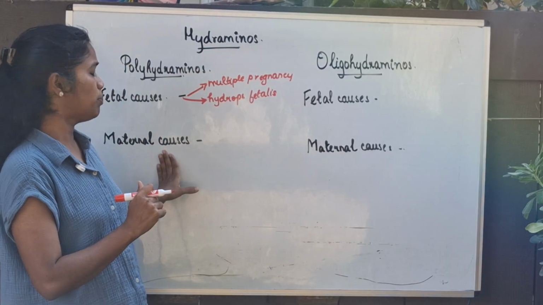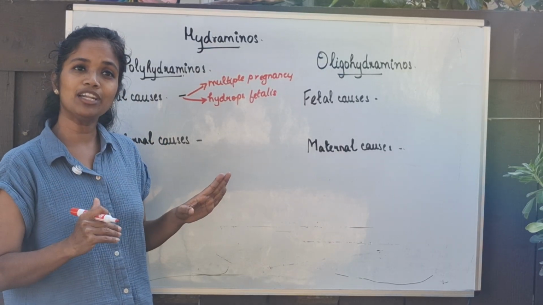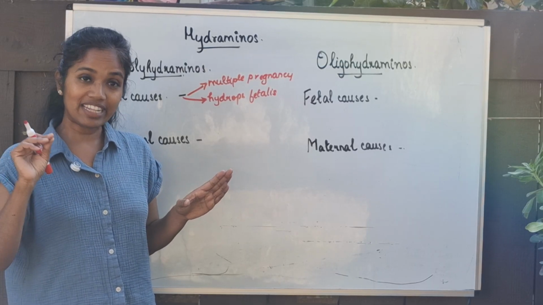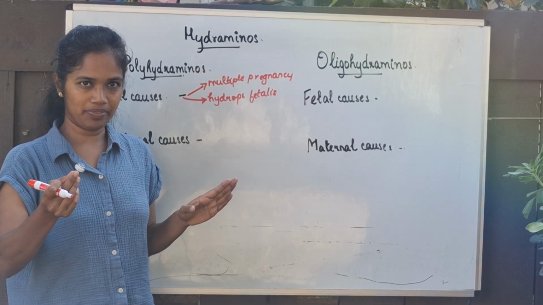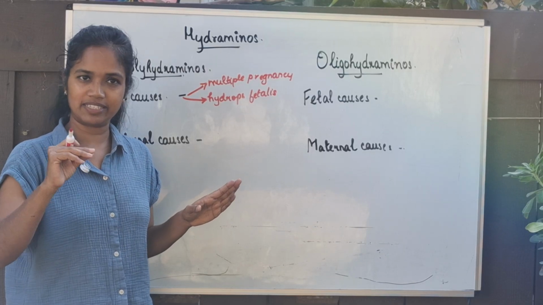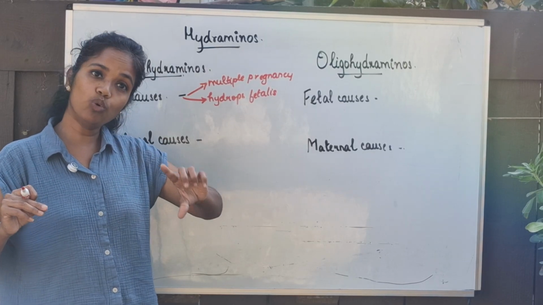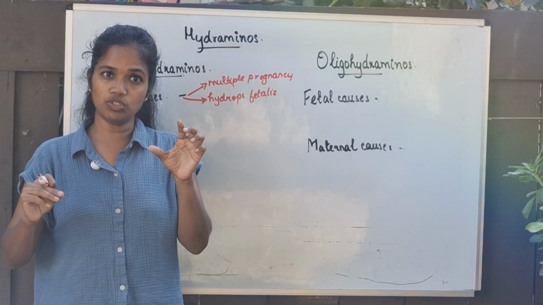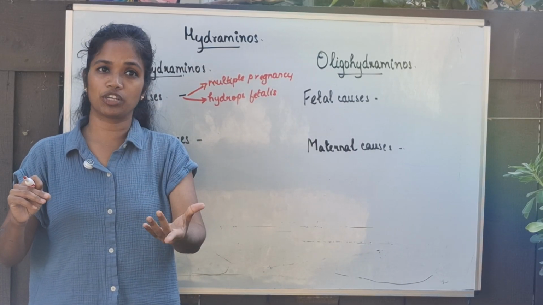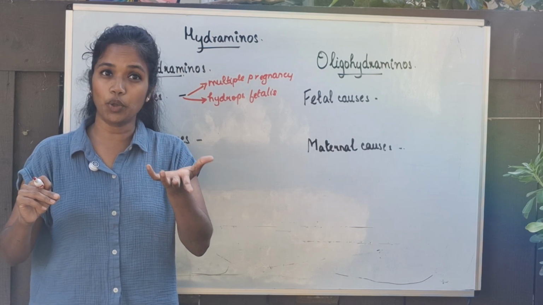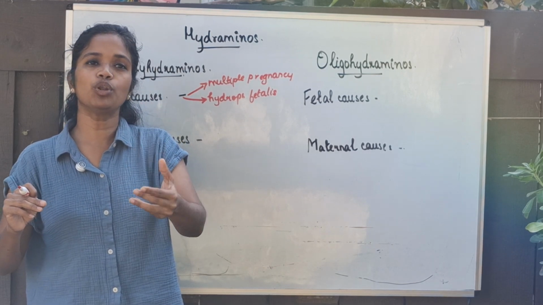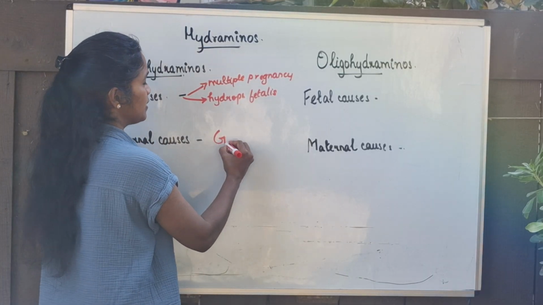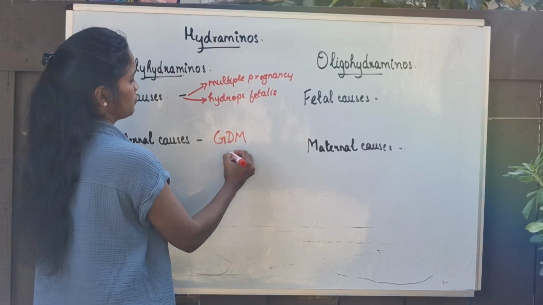But what about the maternal causes? How can any maternal cause result in polyhydramnios? Gestational diabetes mellitus. When there is hyperglycemia in the mother, which happens in a diabetes mellitus mother, that glucose can enter the fetus. So this excess of glucose will result in excess of urine production because the glucose acts as an osmotic diuretic. Therefore, mothers who have gestational diabetes mellitus will have polyhydramnios.